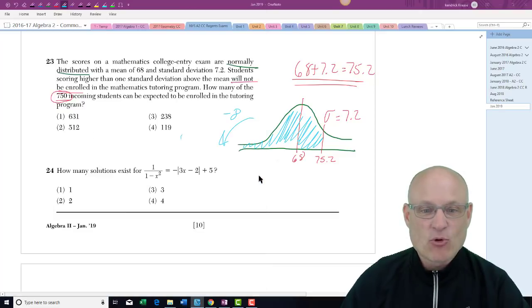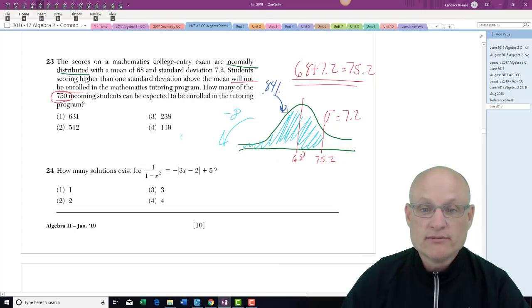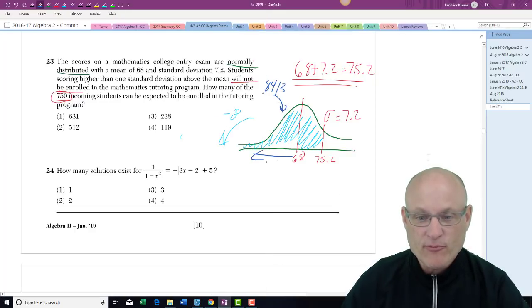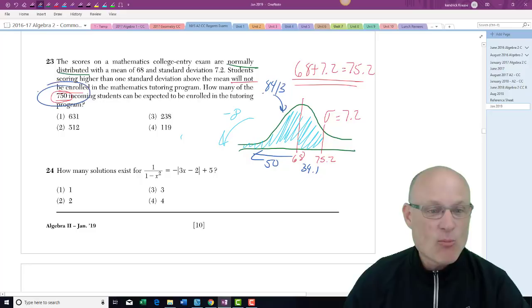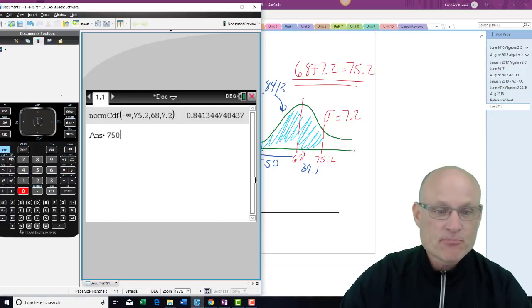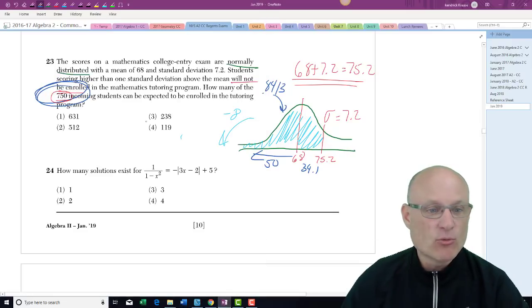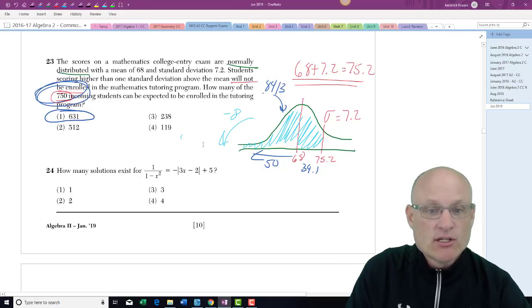And we get 84.1%. Now that should really come as no surprise. You know that this is 50%, and you probably learned that this is 34.1%. So about 84%. But again, I want how many of these kids, so I got to multiply this times 750. And we get 631. So there's the answer to that one, 631 peeps. Okay, kid, that's the answer.